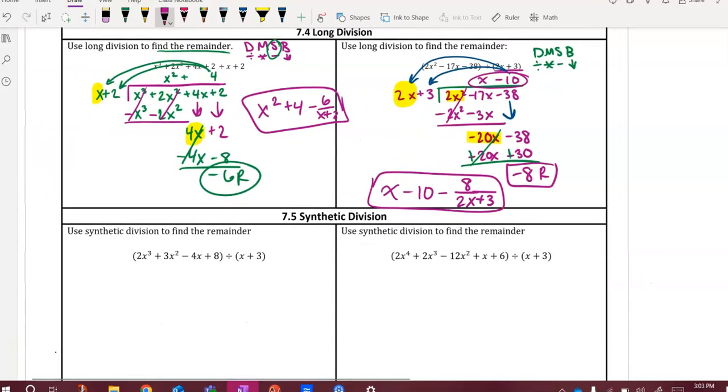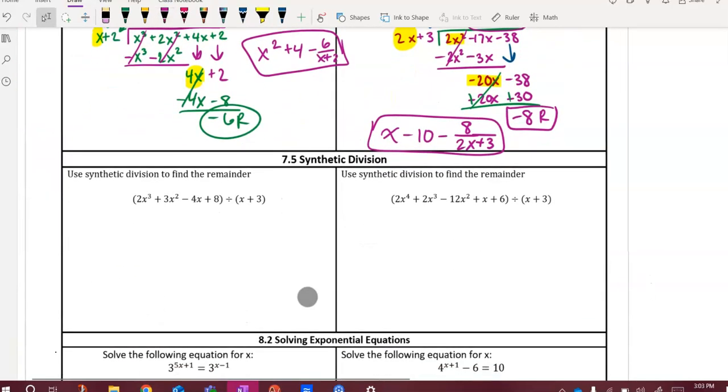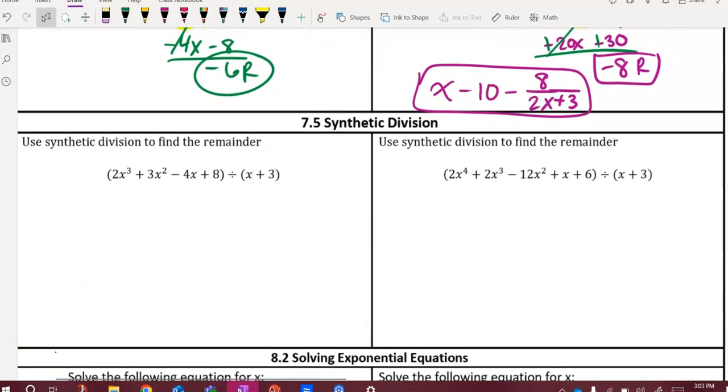All right. Now, if you're worried about this, there is division of polynomials on the test, but it is a multiple choice test. So do you have to use long division? No, you don't. You can use synthetic division if you're more comfortable with that. So let's go ahead and move into the synthetic division.